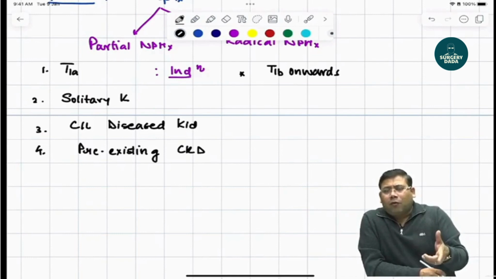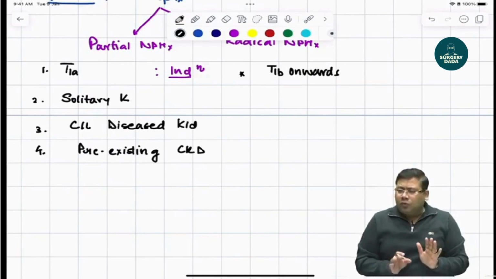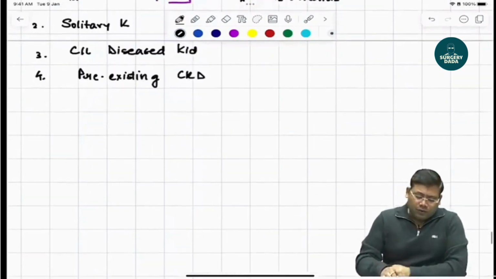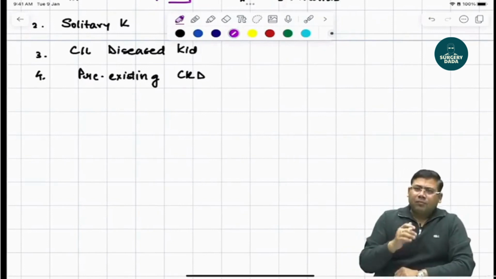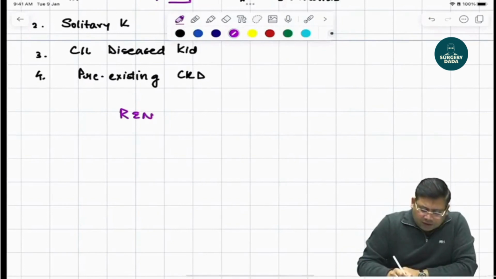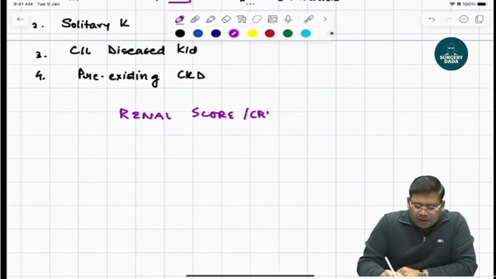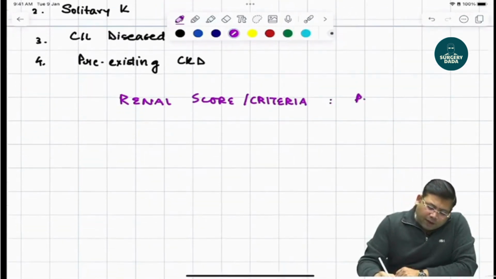Remember, the concept of oncosurgery is any surgery done with an intention to prolong the life expectancy. If you cannot prolong the life expectancy, then you don't have to do that surgery. This is the basic rule of oncosurgery. Apart from the criteria of size, we have a score known as the RENAL score. So what is this RENAL score? RENAL score or criteria is for deciding partial nephrectomy versus radical nephrectomy.